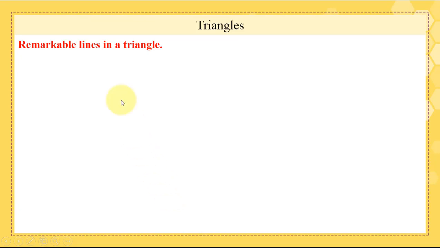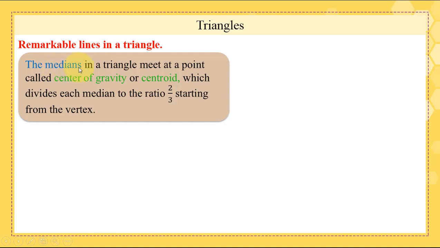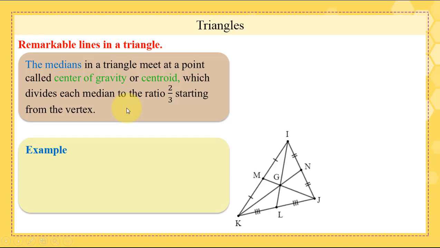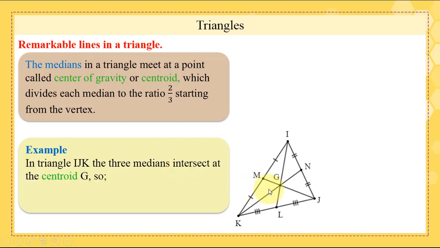Let's start with remarkable lines in a triangle. First, the medians in a triangle meet at a point called center of gravity or centroid, which divides each median in the ratio 2/3 starting from the vertex. Example: in triangle IKJ, the three medians intersect at point G. G is a point of the median IL, so it divides it in the ratio 2/3 starting from its vertex I. This means that GL will be equal to 1/3 of the median IL, GI will be equal to 2/3 of the median IL, and GL is equal to half of GI.